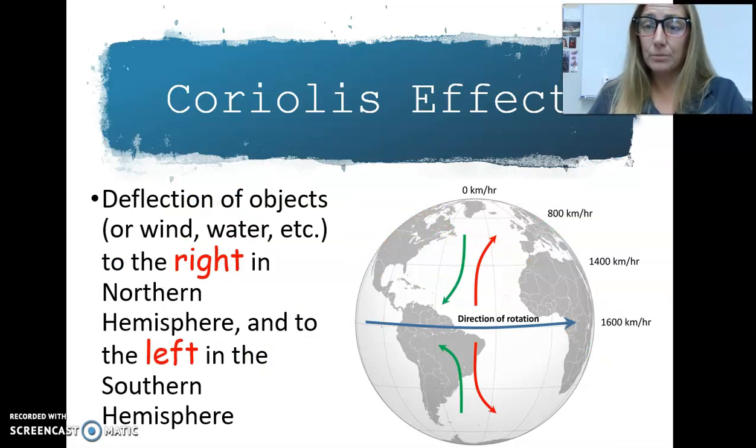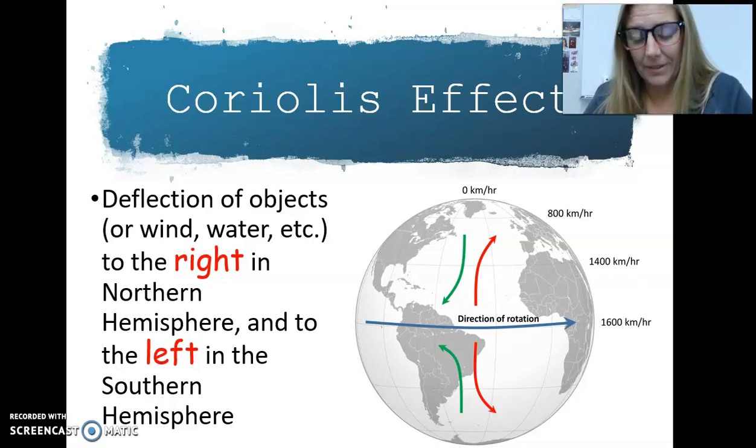So kind of walking away from the convection cells and bringing us back to the winds that are blowing. Winds do not blow in a straight line. Winds will blow from an area of high atmospheric pressure to an area of low atmospheric pressure, but not in a perfectly straight line. And that's due to this thing called the Coriolis effect.